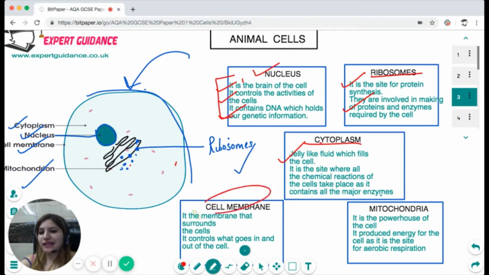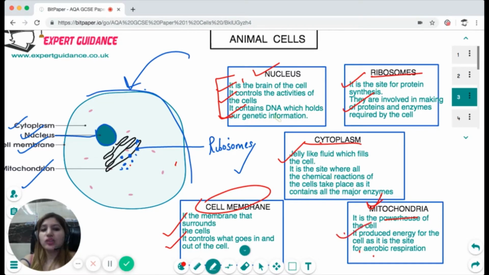Next is the cell membrane, as it's the outer layer. As it's the outer layer, it is controlling what is going in and out of the cell. And mitochondria is very important. It is the powerhouse of the cell. Powerhouse means it provides the cell with energy, as it is the site where aerobic respiration takes place.